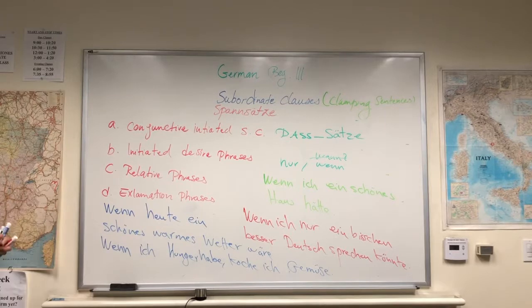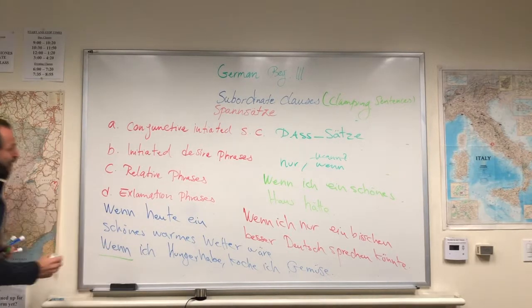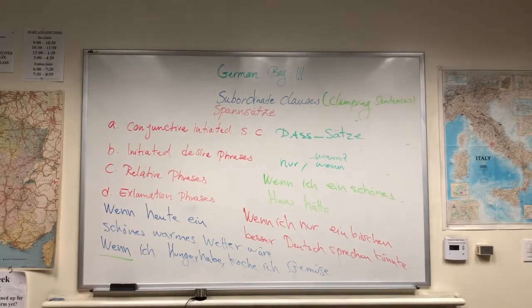Wenn ich Hunger habe, koche ich Gemüse. It doesn't need to be necessarily a desire phrase. It could also be a conditional phrase. Jessica, can you translate it? When I'm hungry, I cook vegetables. Exactly. Whenever I'm hungry, I cook vegetables. It doesn't need to be a wish phrase. Wish is one of the phrases that starts with wenn, and it could be translated into English by using if or when.